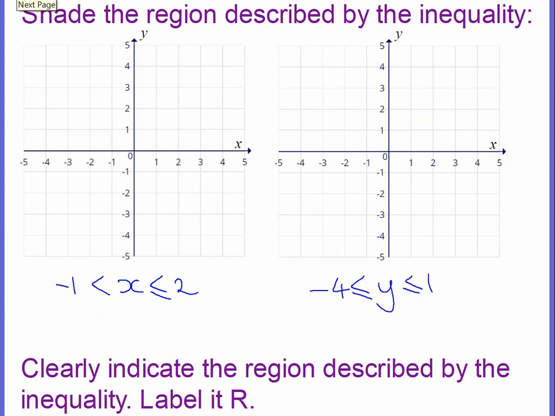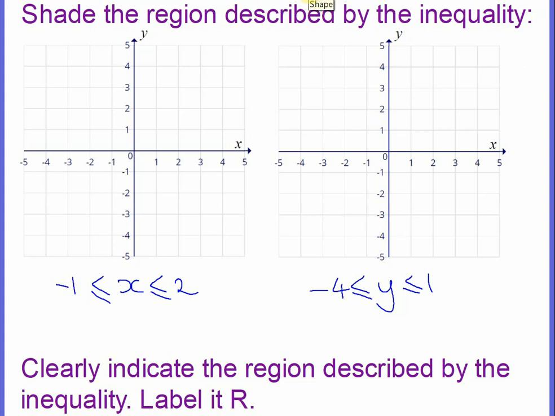So we can take it a little bit step further with some compound inequalities. Shade, or clearly indicate, the region where the x values are between these two. And I'm just going to pop on this extra line here because it's a bit of a faff for me on this software.